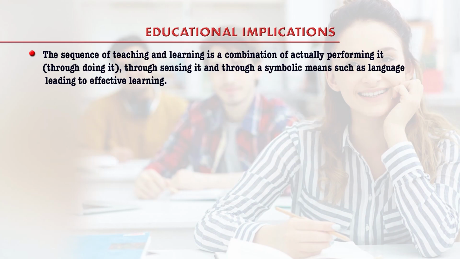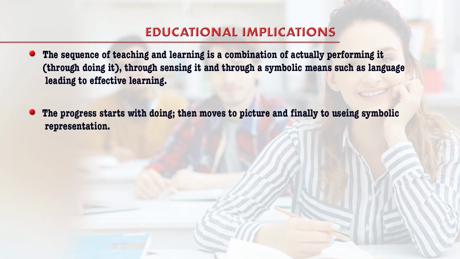The sequence of teaching learning is a combination of actually performing it. It means through doing it, through sensing it, and through a symbolic means such as language, leading to effective learning. The progress starts with doing, then moves to picture, and finally to using symbolic representation.